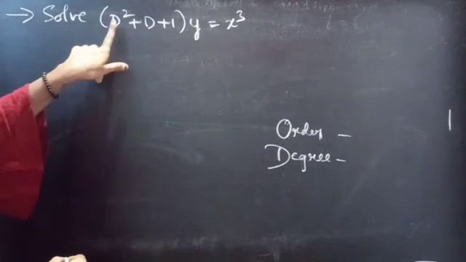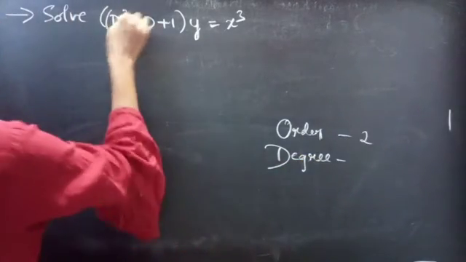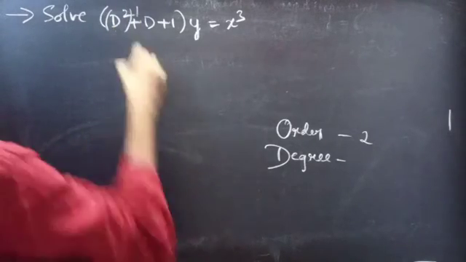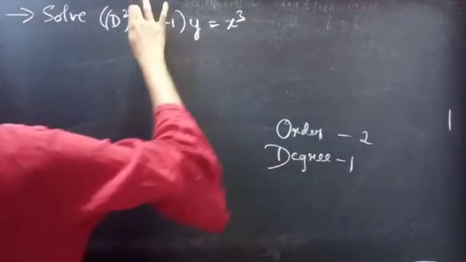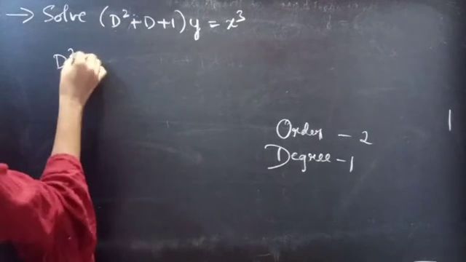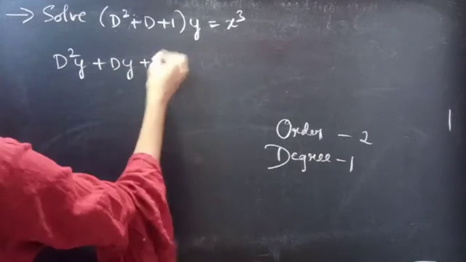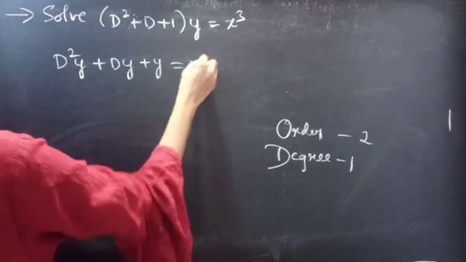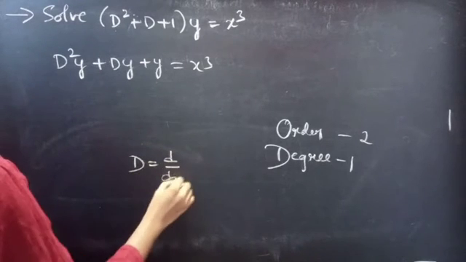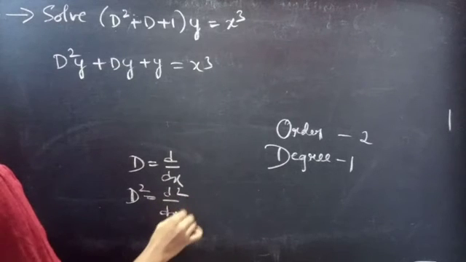Identify the highest derivative. Here D square is the highest derivative, so our order will be 2, and the highest power of the highest derivative is the degree. Degree is 1. Or just write the given differential equation as D square y plus Dy plus 1 into y equals to x cube. We know that D is a differential operator. Then D square will be d square by dx square.